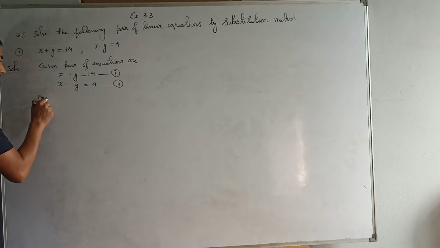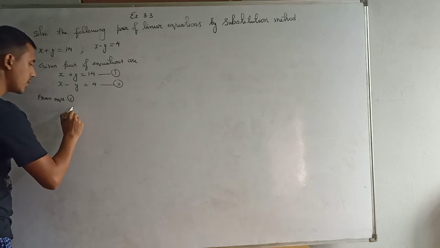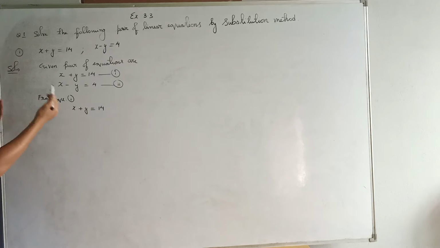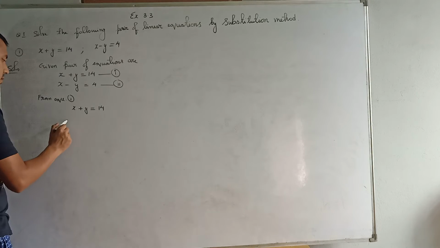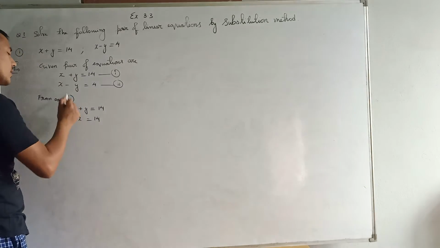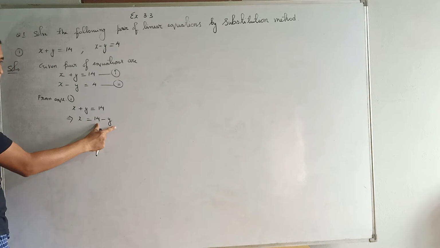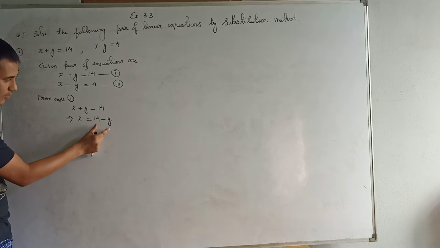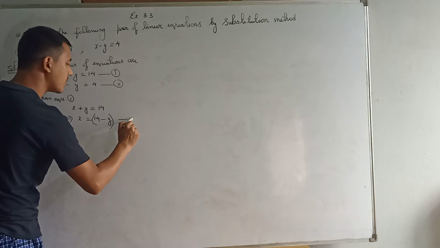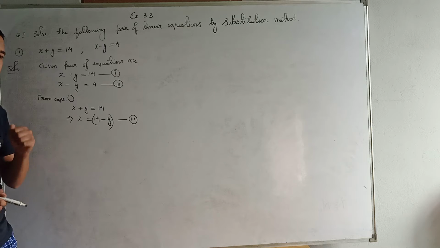From equation 1, what is your equation 1? x plus y is equal to 14. I want to find x. So this implies x is equal to 14 minus y, since plus y is transposed as minus y. So we have obtained x in terms of y. Let me mark it as equation 3.